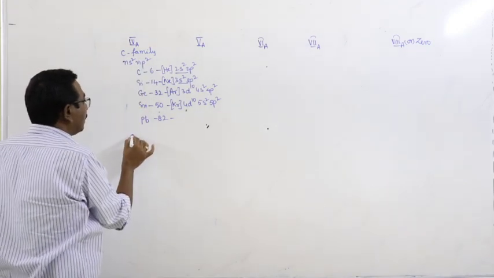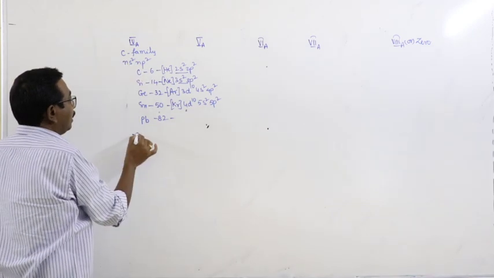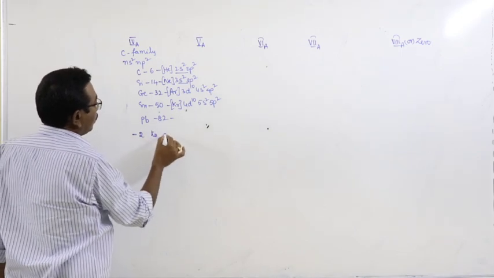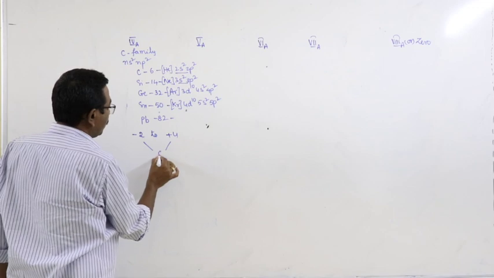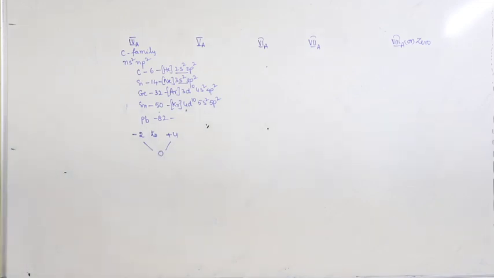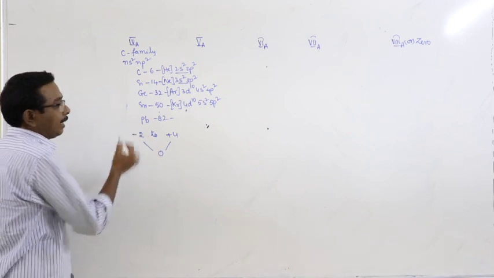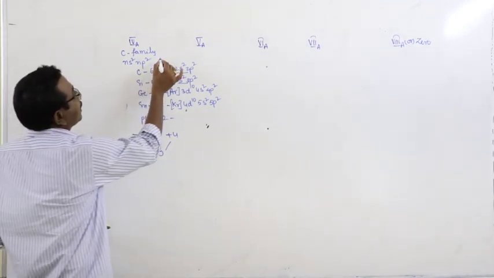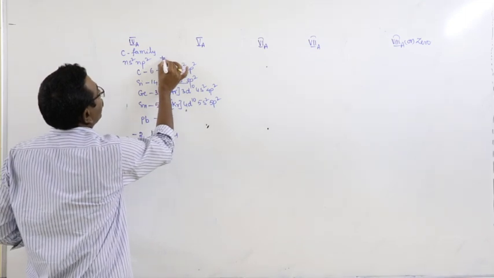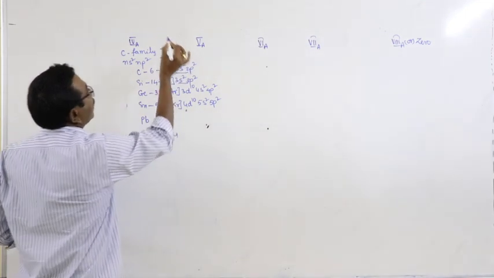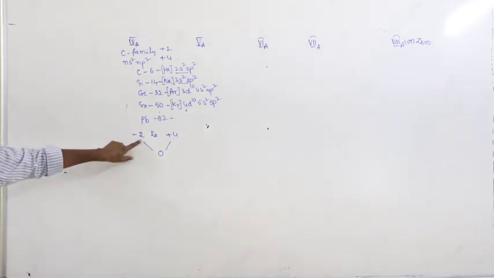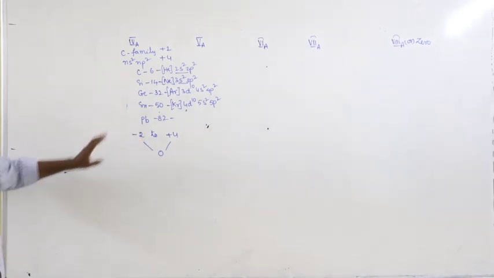In 4A group elements, the oxidation states shown by the elements carbon to lead are -2 to +4 including 0. This -2 is very rare. In most of the cases it is +2, 0 and +4 etc. The general oxidation state of 4A group elements is +4. Along with that they exhibit the oxidation state +2 also. In rare cases only they exhibit the oxidation state -2, and that too in organic compounds.